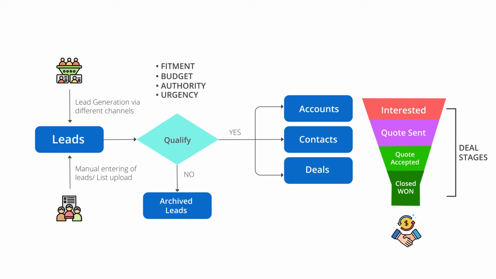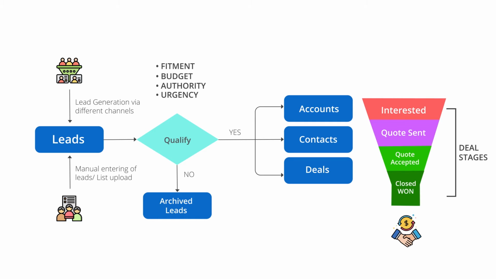Depending on these factors, you would either take the lead forward in the sales cycle or decide to nurture it further. Hopefully, your qualifying criteria would be met and you would be able to take the lead further in the sales cycle. When that happens, you would convert the lead into three entities: an account, the business house the inquiry is for; a contact, the person coordinating on behalf of that business house; and a deal, the sales opportunity generated by that inquiry.